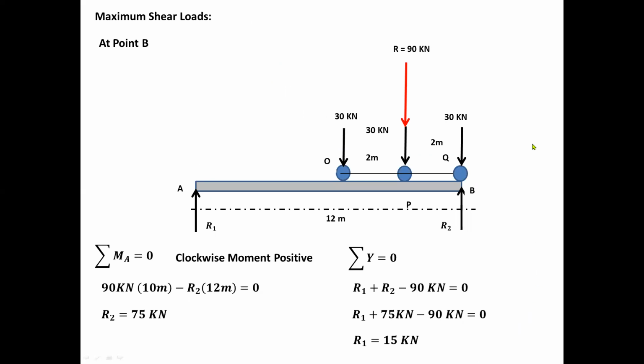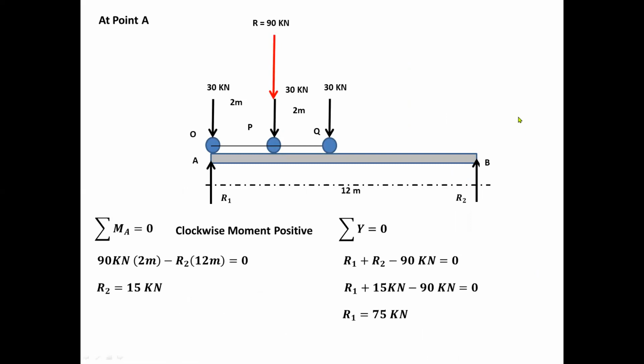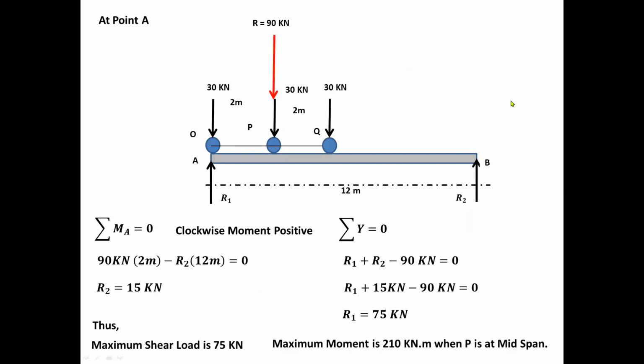We have 75 and 15. And then sa point A, kung ipagpapatuloy natin yan, makikita natin 75 and 15 din. So talagang ang ating maximum shear load is equal to 75 kilonewton. At syempre, walang duda ang ating maximum moment ay yung pinakamataas kanina sa point P, ang MP natin na equal sa 210 kilonewton meter. So yan ang ating mga sagot, ang ating maximum shear load at ang maximum moment na 210 kilonewton meter when P is at midspan.